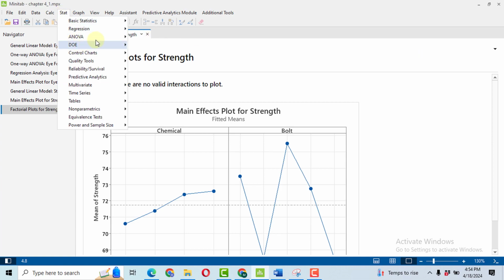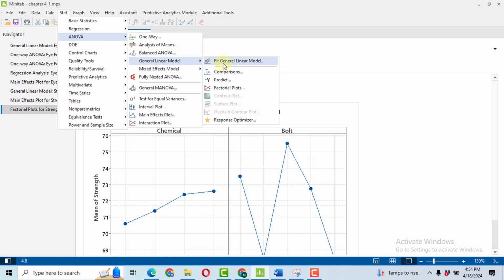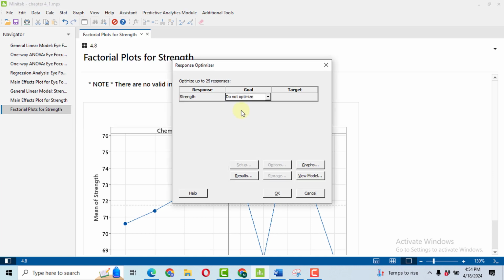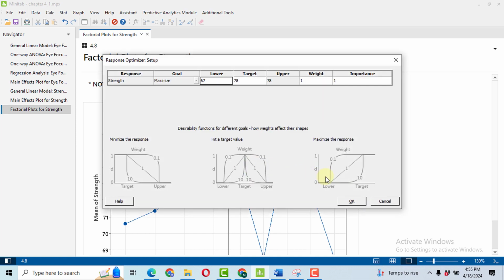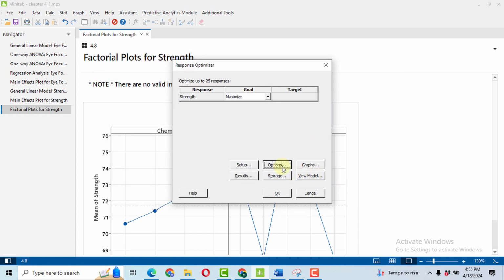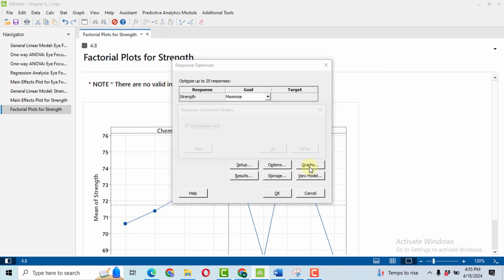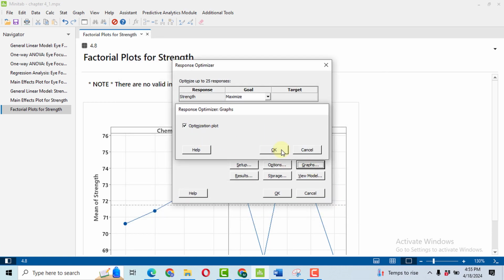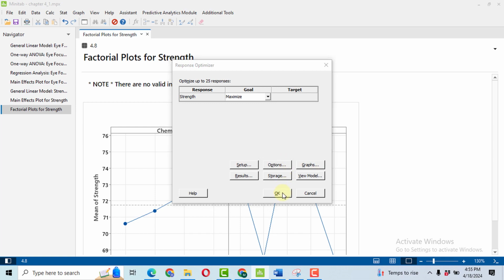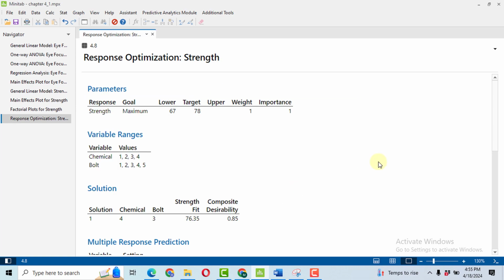How? Go to Stat, ANOVA, GLM, Response Optimizer. Here you will have to select maximize the response variable. Nothing else to do. However, this is the setup, and then Options. There is no constraint, and you can say constraint to the region. We have 5 different variables. So constraint to the region, click OK. For the graphs, we need the optimization plot, click OK, and then wait for the results.